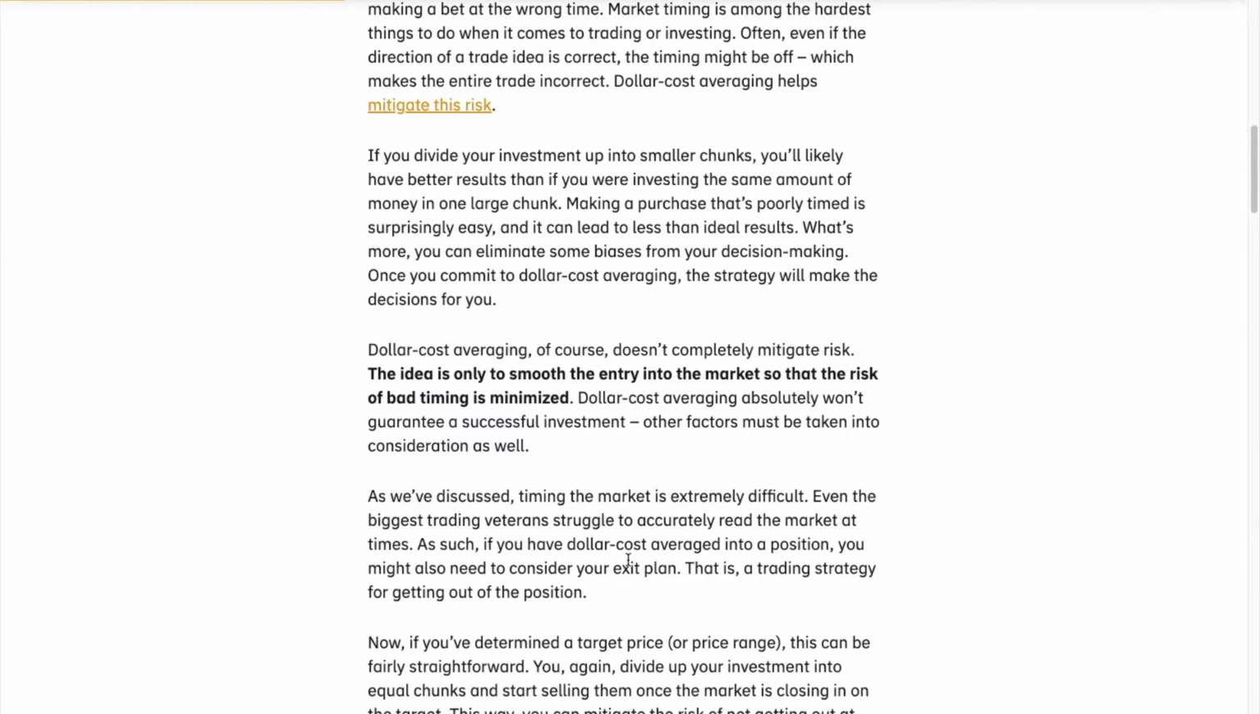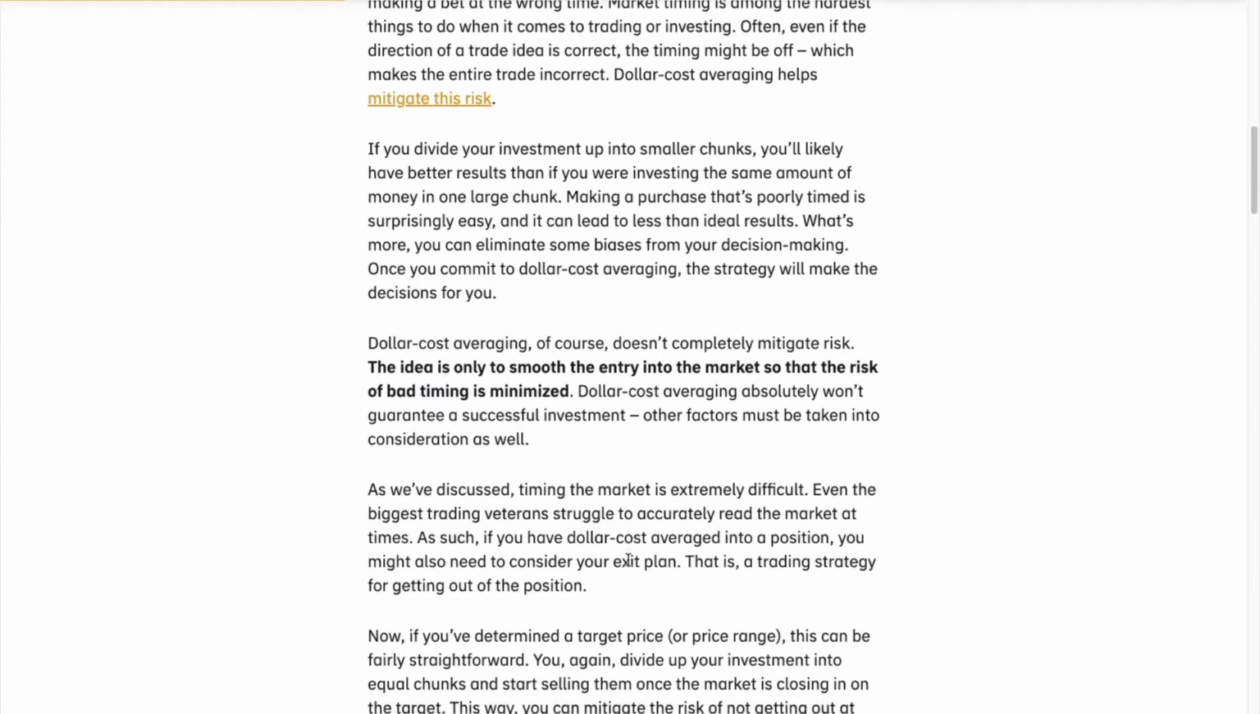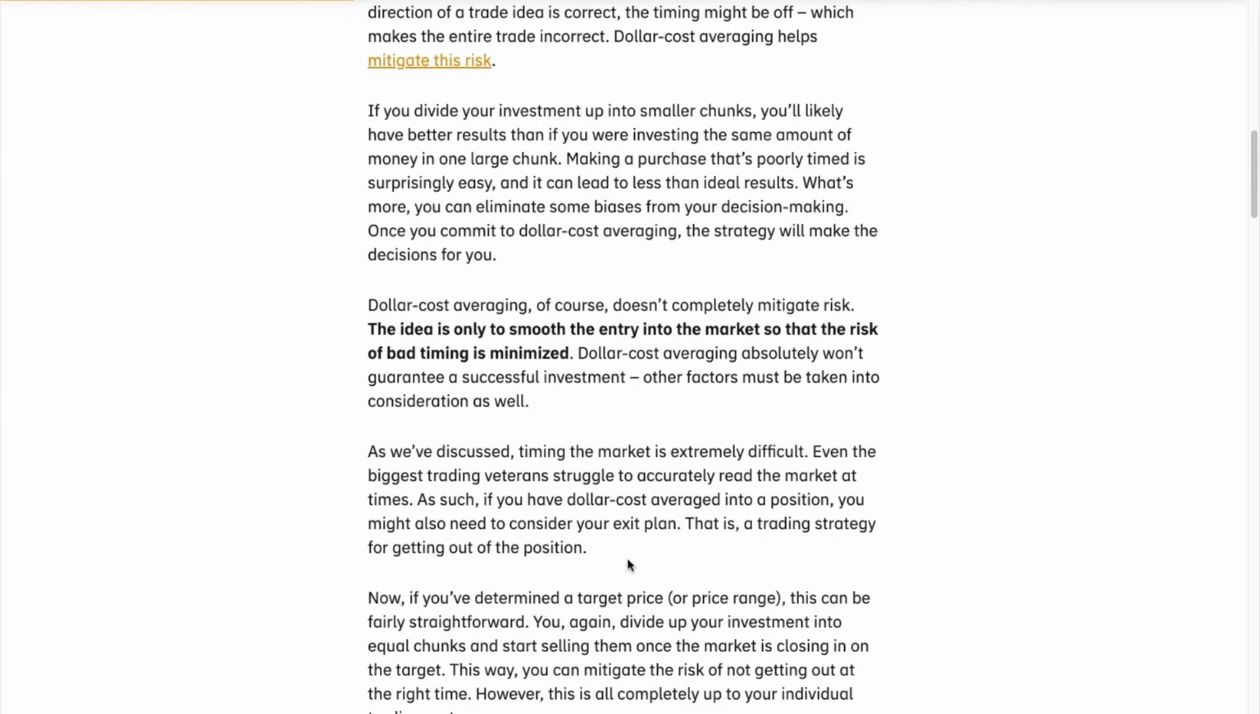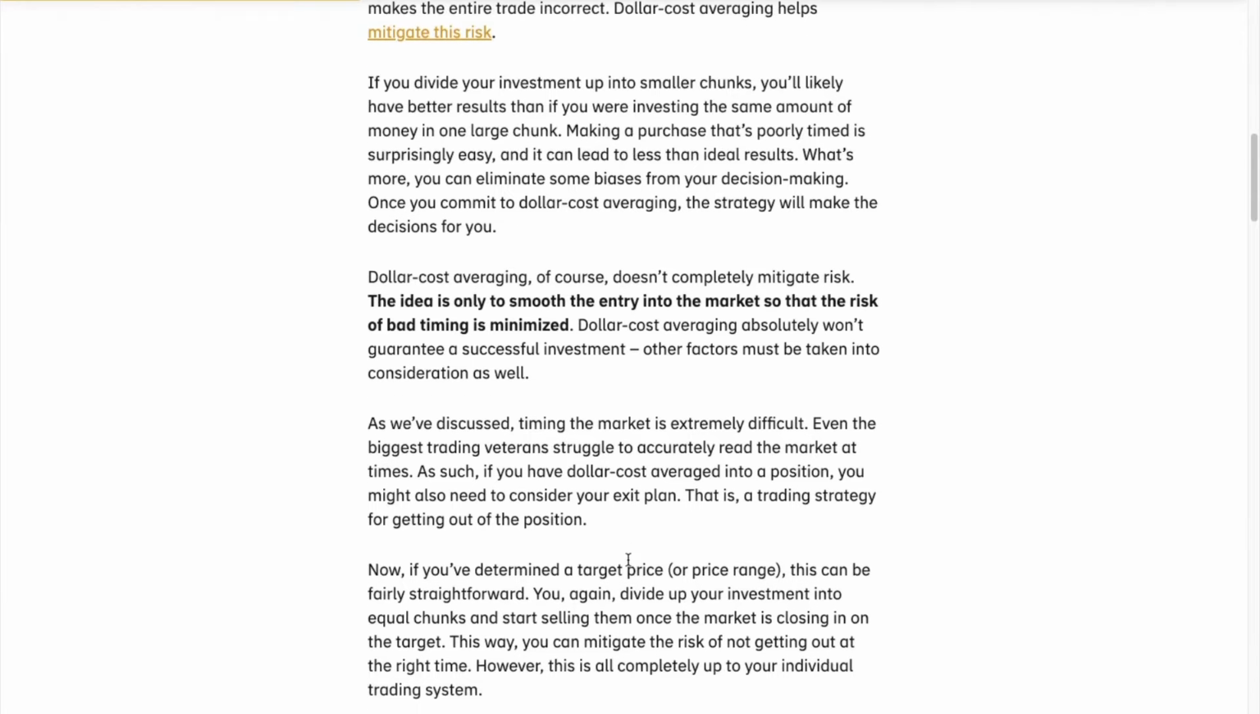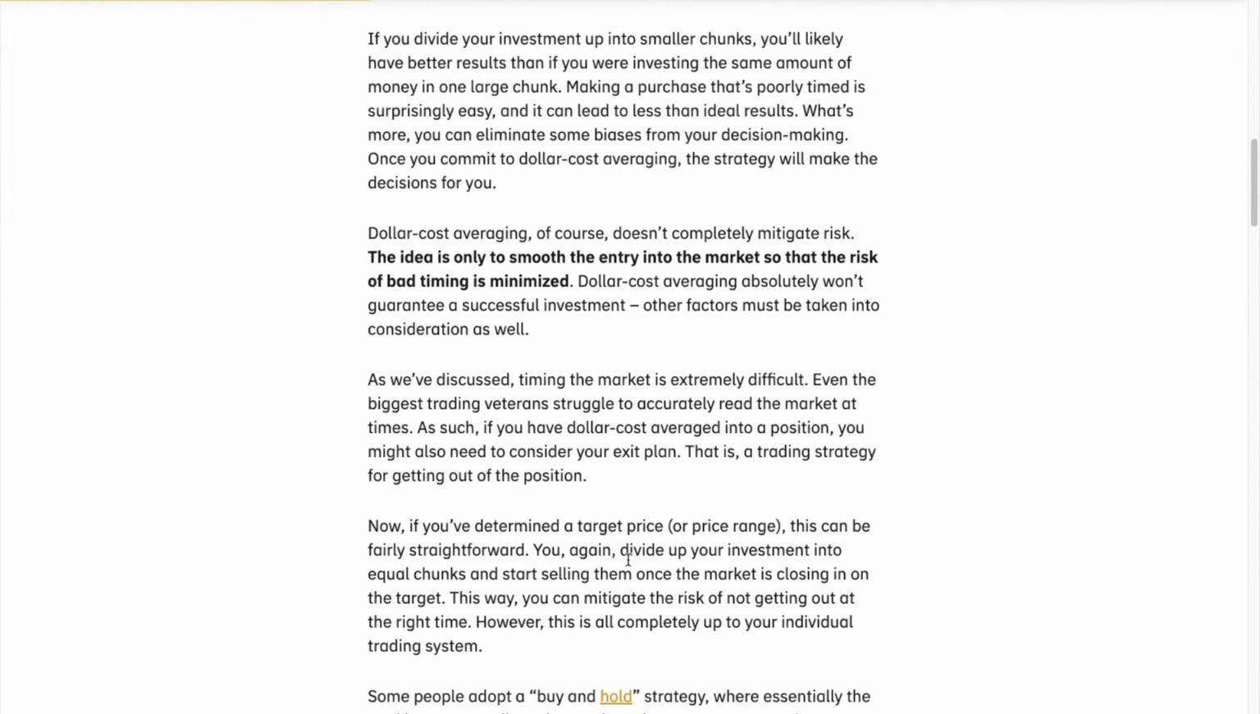Now, dollar cost averaging, of course, doesn't completely mitigate risk. The idea is only to smooth the entry into the market so that the risk of bad timing is minimized. Now, DCA absolutely won't guarantee a successful investment, and other factors must be taken into consideration as well.